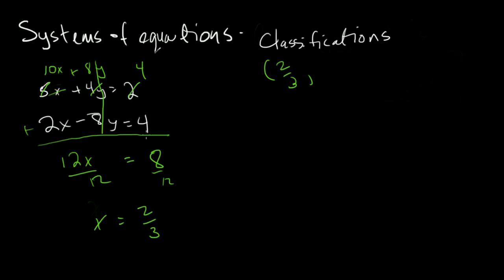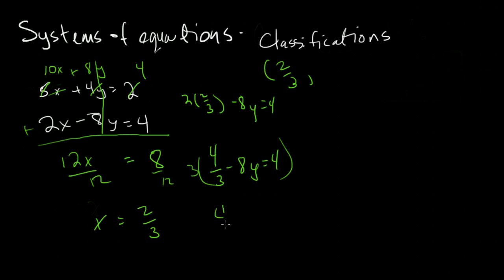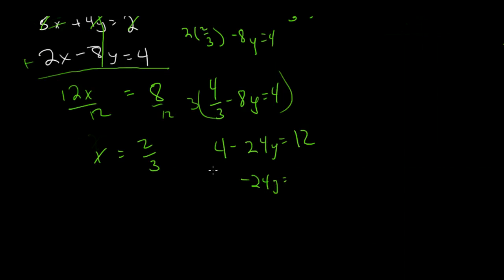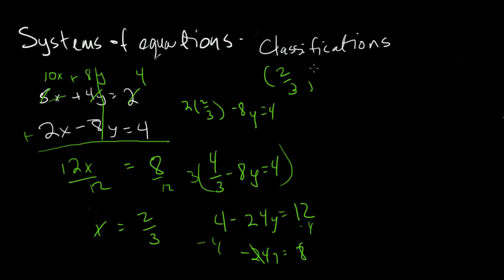And with that we can substitute. 2 times 2/3 minus 8y is equal to 4. So 4/3 minus 8y is equal to 4. Get rid of that by multiplying everything by 3. 4 minus 24y is equal to 12. Negative 24y is equal to 8. Divide both sides by negative 24. Boom, y is equal to 8 over negative 24, which is negative 1/3. So this system has the solution 2/3, negative 1/3.